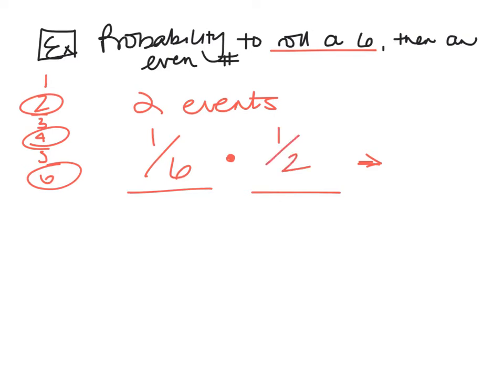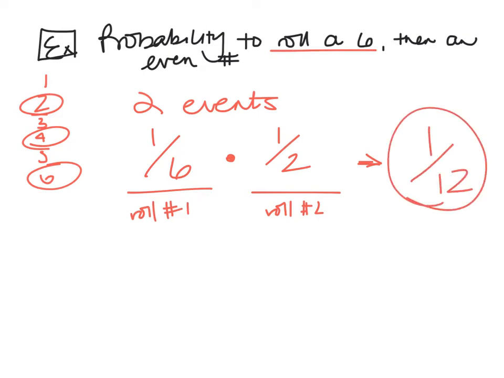So again, this is 2 different rolls. This is roll number 1 and roll number 2. And so we can multiply those together to get the probability of that happening if we rolled the die 2 times, which would be 1/12. And that's for 2 events.